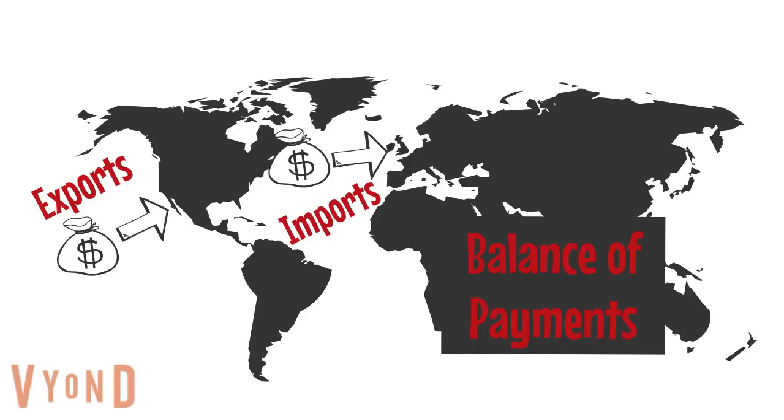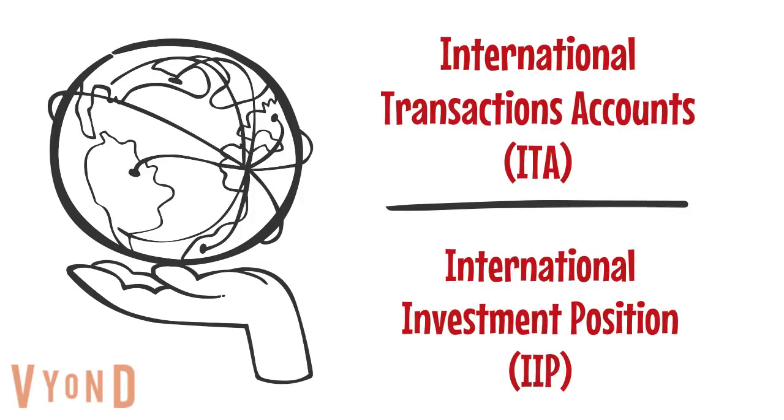We measure these transactions in an accounting system called the balance of payments. It's an accounting system. Now, there are two basic parts to how we account internationally. One is called the International Transactions Accounts, the ITA. That's the traditional balance of payments. We also have something called the International Investment Position of the United States, the IIP. In this class, we're not talking about the IIP. When you get to finance, you can talk about that. We're going to talk about the basic international transactions accounts.